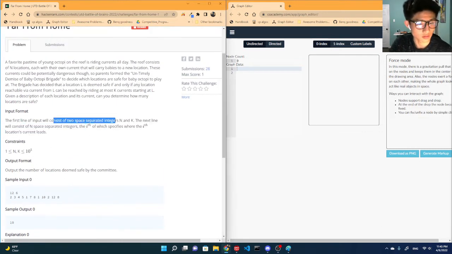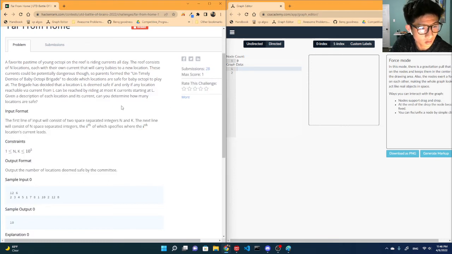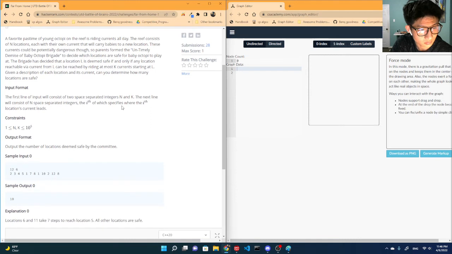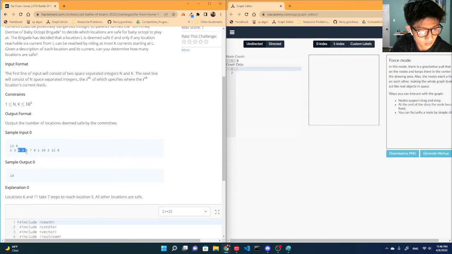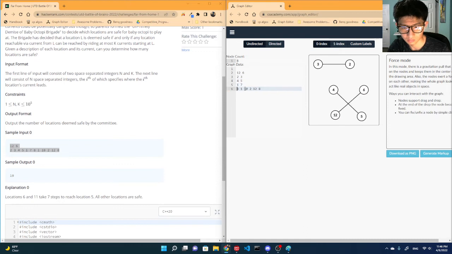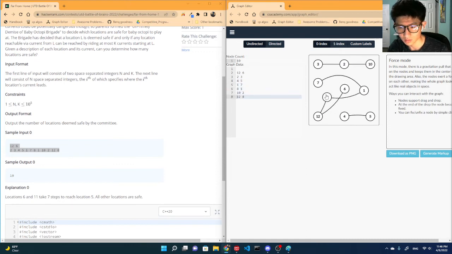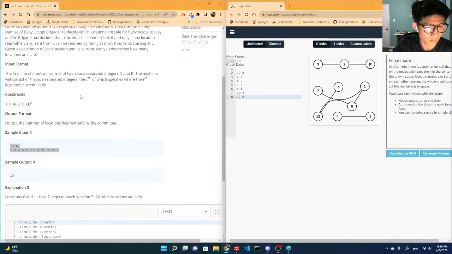First line of input contains 2 space integers n and k. K is what? Currents. One, 2, 3, 4, 5, 6. Okay. Yeah, this is what it looks like. Oh, okay, I see what it is.